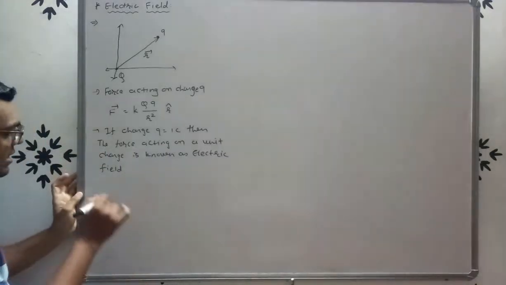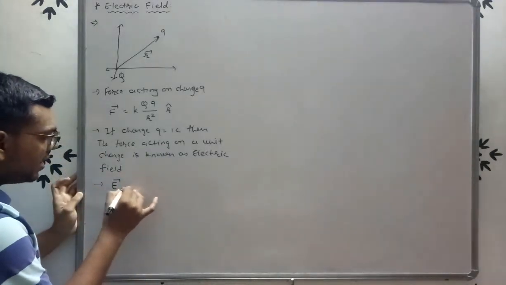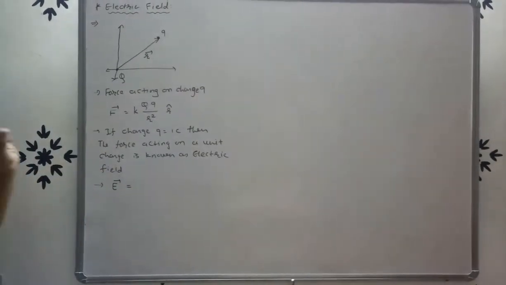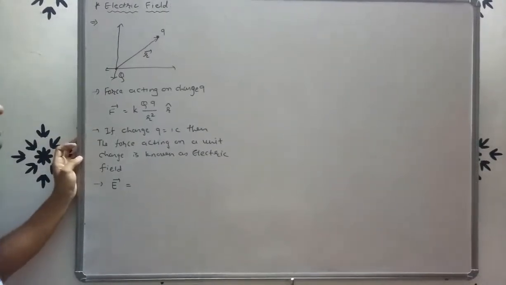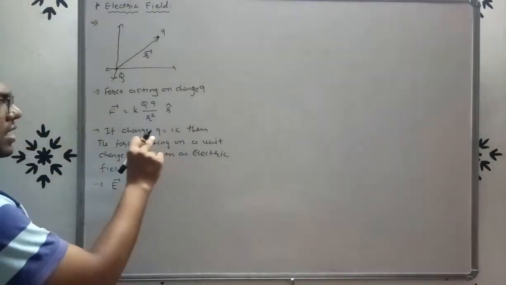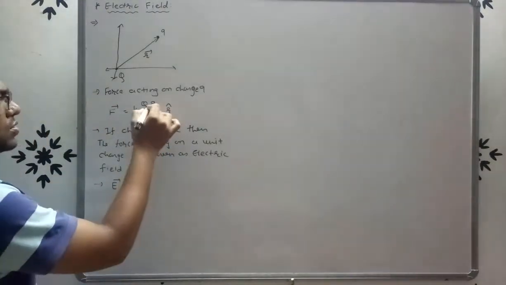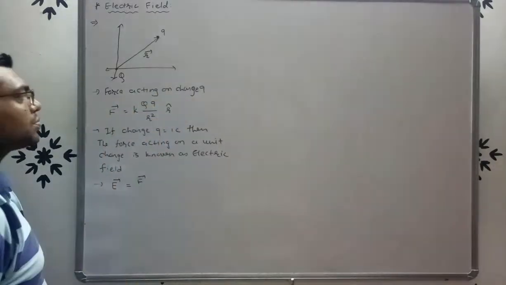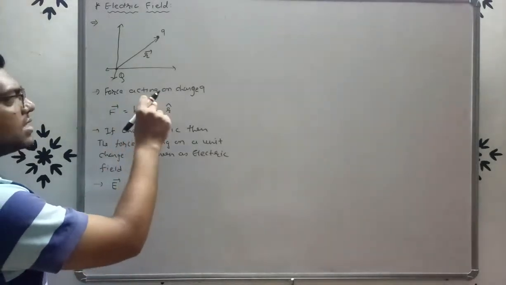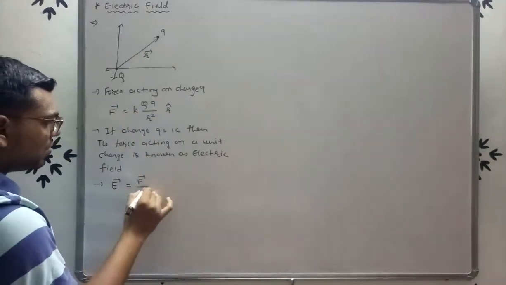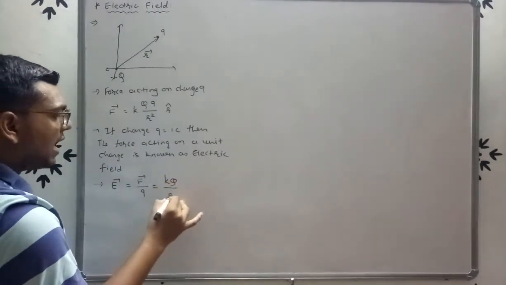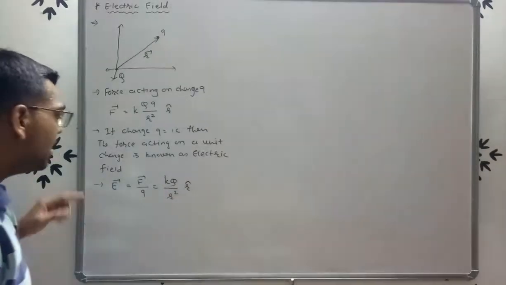Now electric field is denoted by capital E, right? And it is a vector quantity, right? So electric field is the force per unit charge, right? So here the force is vector F per unit charge, small q is equal to 1 coulomb. So vector F upon q is equal to kQ upon r square into r cap, right?